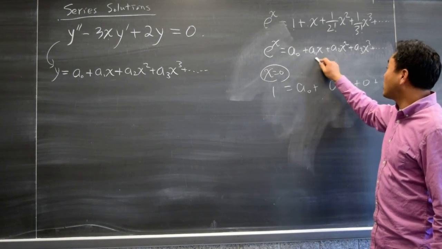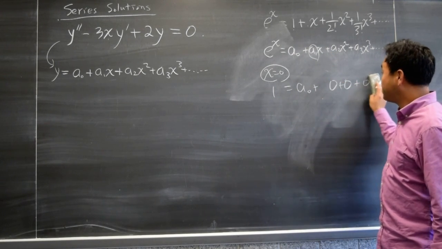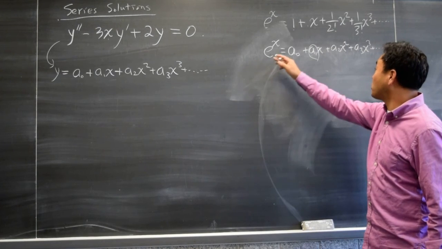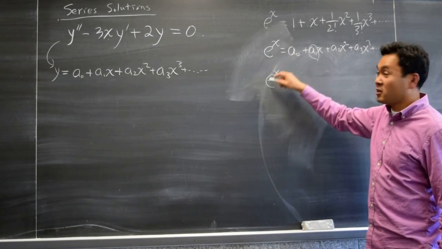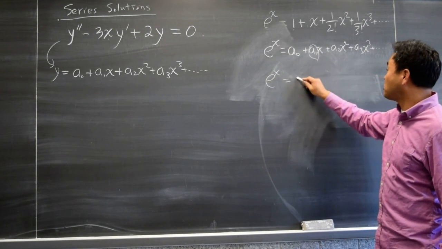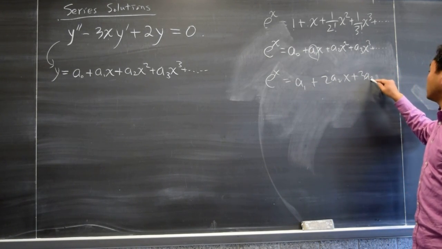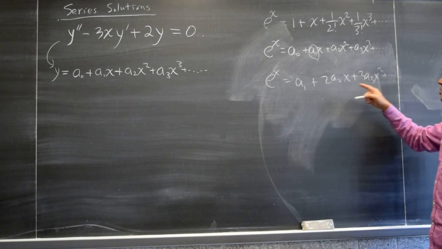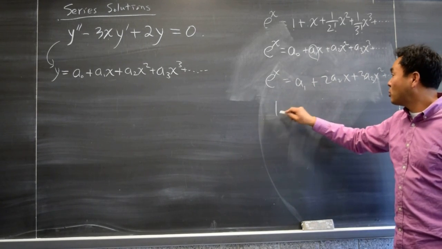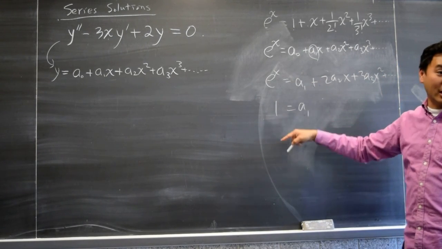And if you want to get a1, what you do is you differentiate both sides. Differentiating e to the x gives you e to the x. If you differentiate this, you get a1 plus 2a2 x plus 3a3 x squared plus so on. And if you plug in 0, you get 1 equals a1. So you get a1 equals 1 again.